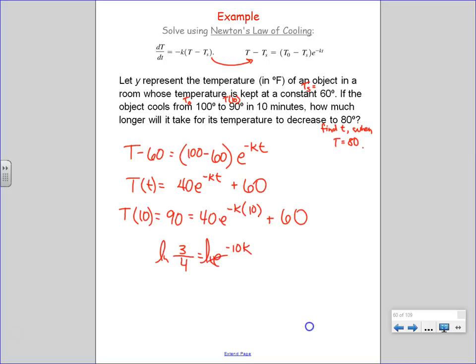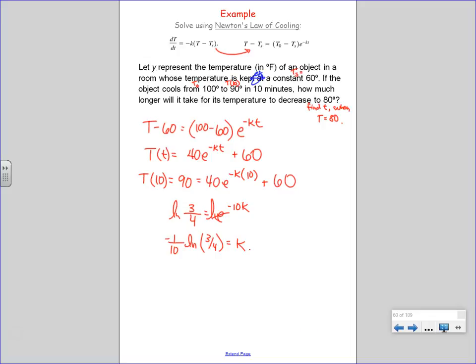ln of 3/4 equals 0. How's that look? If we do it from the top, do we have 20 equals 40 e to the negative kt? 20 or 30? Because 80 minus 60. We're not doing 80 yet. 80 is our final. Our clue is the one that we know, and the one that we know is after 10 minutes, 90 degrees.